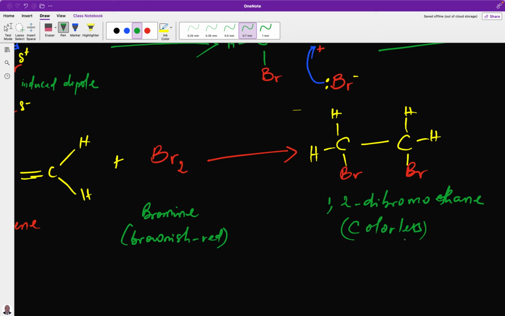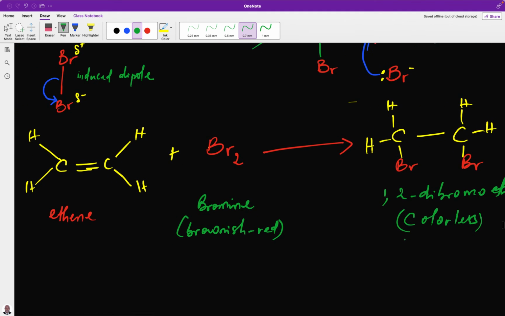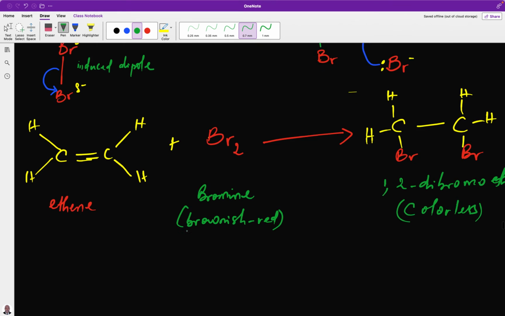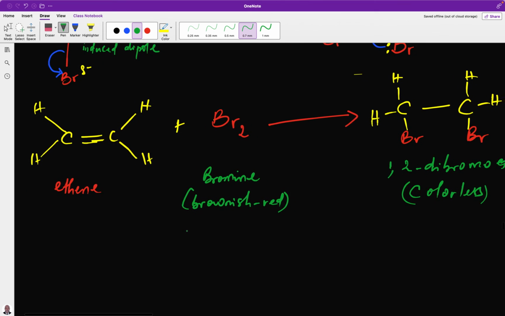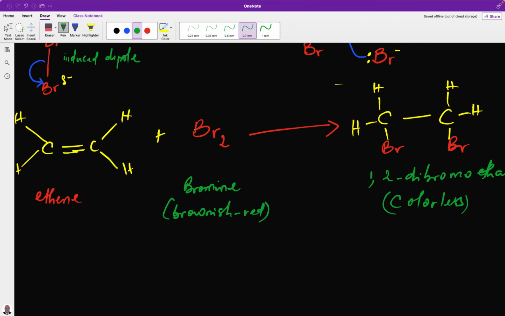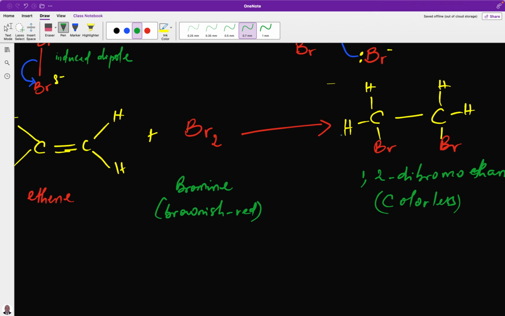So in that case, we will say only alkenes can decolorize bromine water. If an alkene is placed in bromine water, what happens? The bromine water is brownish red. The color will turn colorless. It will decolorize it from the brownish red color to colorless.